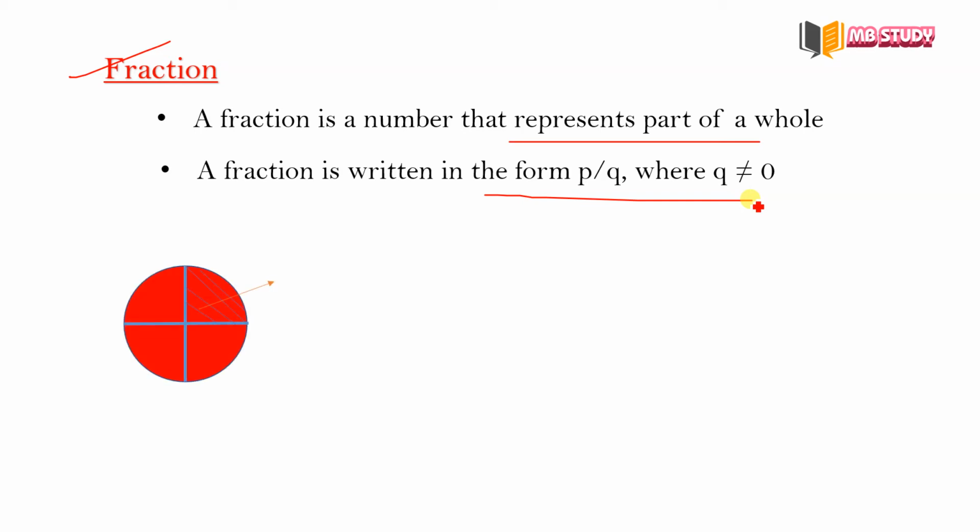So look at here. The picture is divided into 4 equal parts. We shaded one part. How can we represent this one part by using fractions? The shaded portion is 1 and the total parts are 4. So this is the required fraction. 1 is numerator and 4 is denominator. We are representing 1 with respect to the whole. That is the definition of fraction.